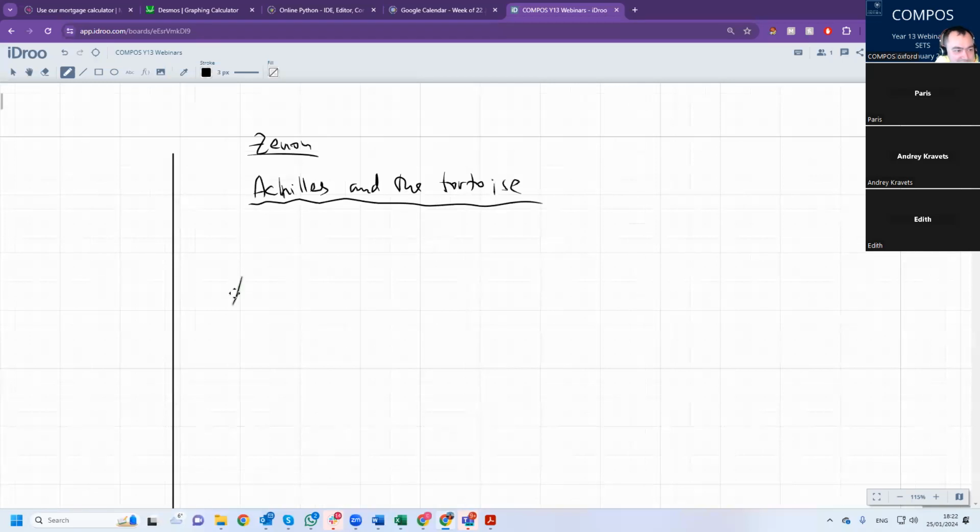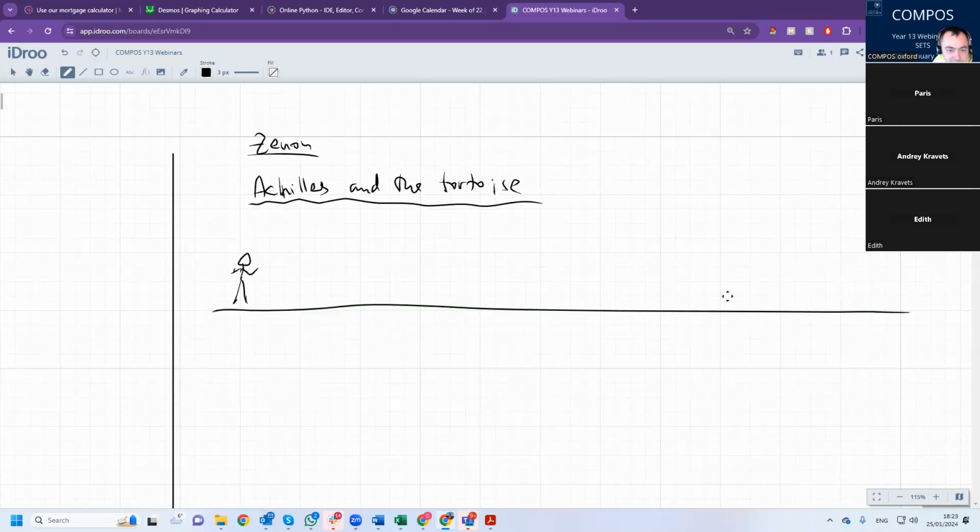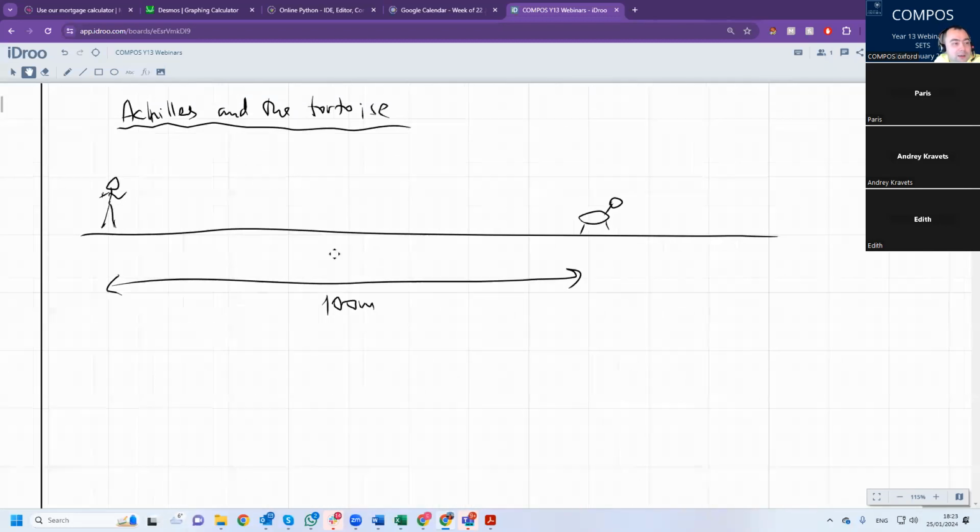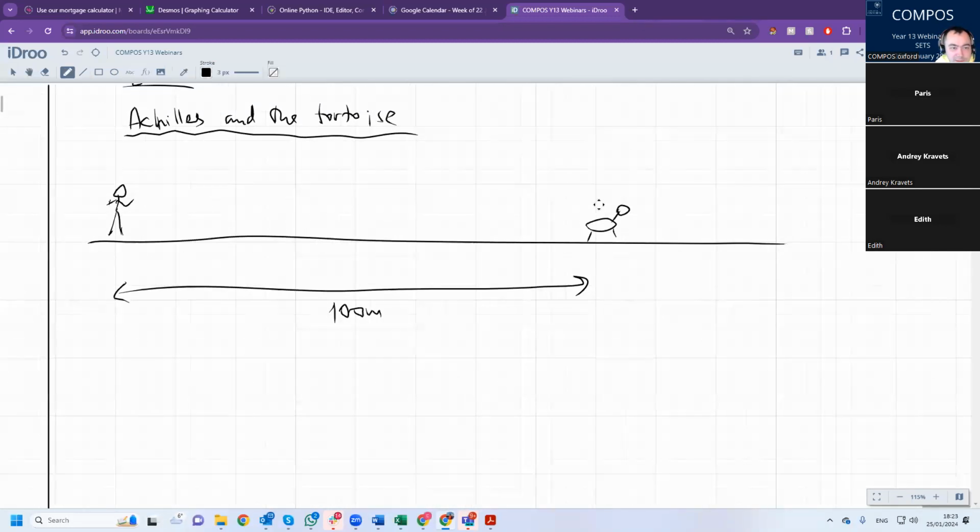So he claimed, imagine you're running. Achilles was the fastest runner in ancient Greece. And then there's the tortoise. And imagine that the distance between them is 100 meters. Of course, they didn't measure things in meters, but 100, whatever. So the tortoise is here and Achilles is here. By the time Achilles runs the 100 meters, the tortoise would run 10 meters.